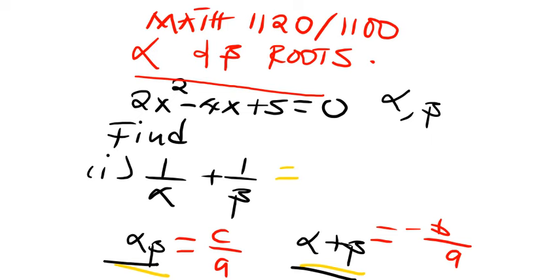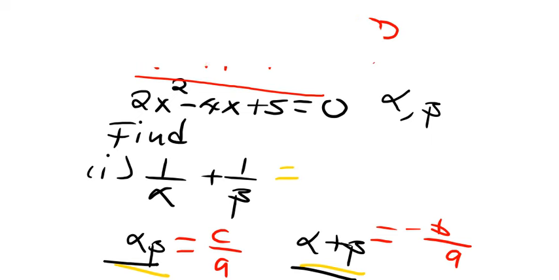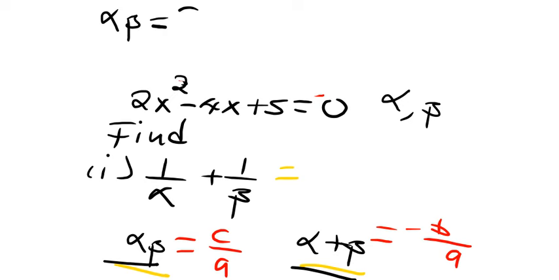Now, together. Okay, so we're saying alpha multiplied by beta is actually c over a. So if you look at the equation that we have, which one is our c? Our c is 5, right? Then our a is what? Our a is 2. Do we all agree? Do we agree from this equation?